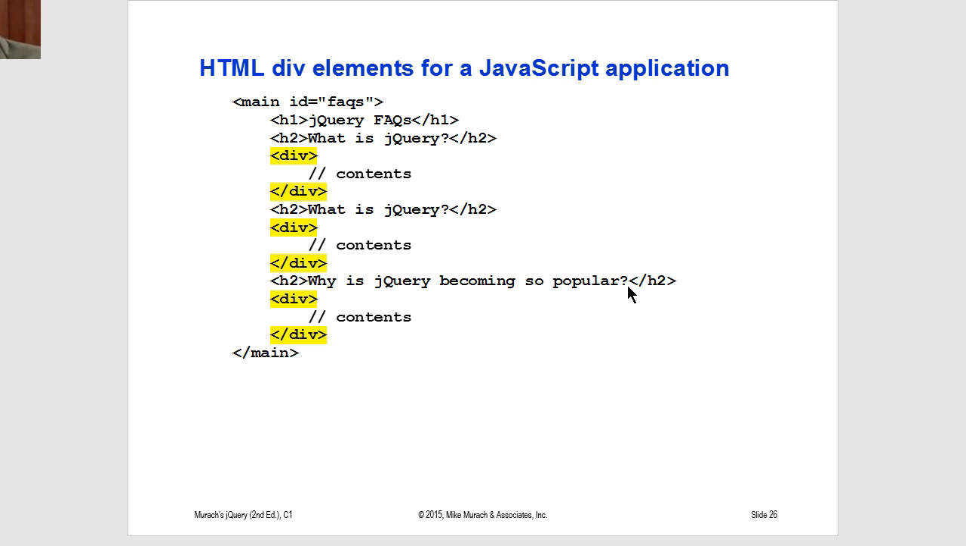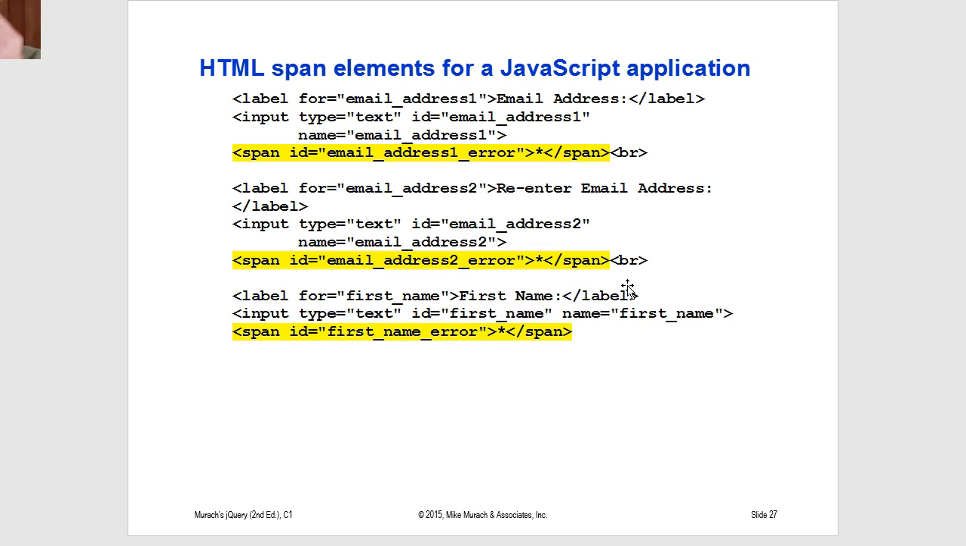Quite honestly, they haven't been forgotten. They're used all the time. But as HTML and web development is progressing, they're used less. The div and the span, the key thing is that to actually talk to or change a div tag, it does have to have an ID. And here you'd say div id equals and some name. Span id equals and some name. Here's a span id equals email address 1 error.